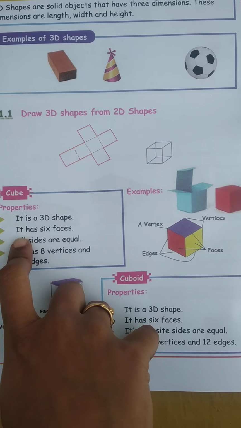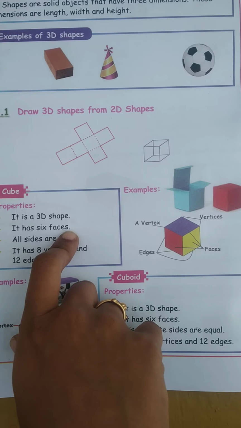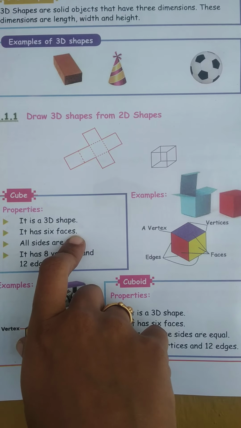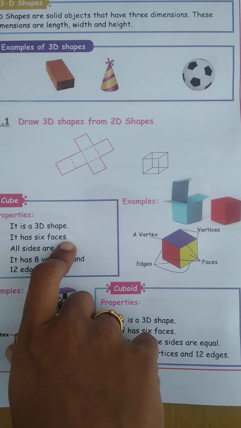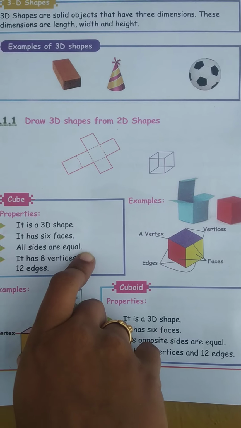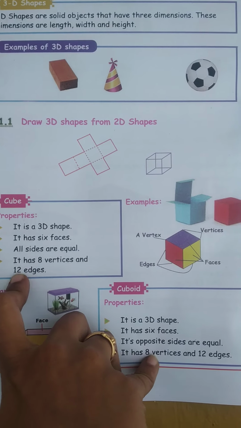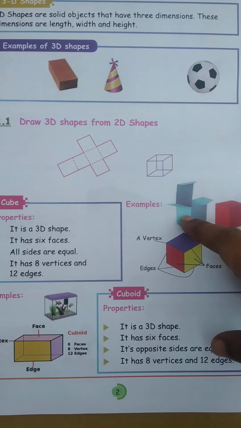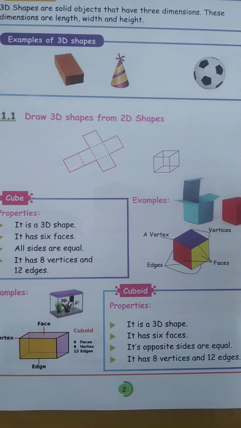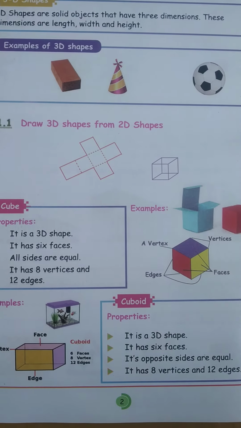First one is the cube. It is a 3D shape. It has 6 faces. I have already explained this in our basic classes. If you have any doubt, children, just go to that link and check. All the sides are equal, like a square. It has 8 vertices and 12 edges. See the faces of the cube. Every face is a square, so 6 squares are attached to form it.